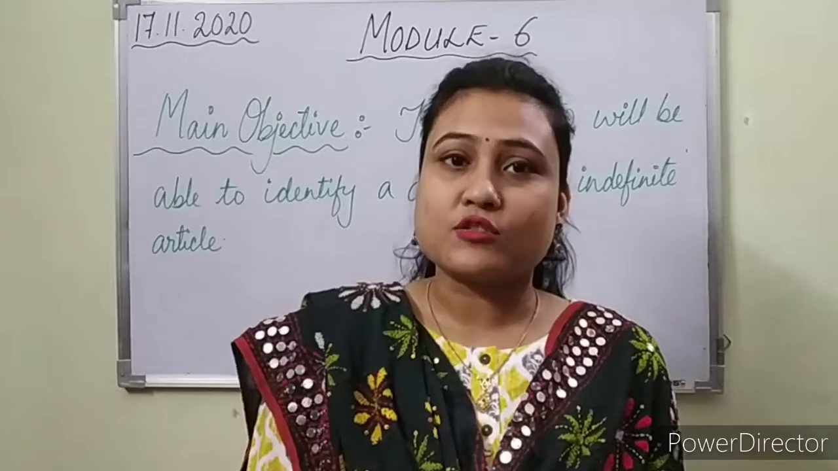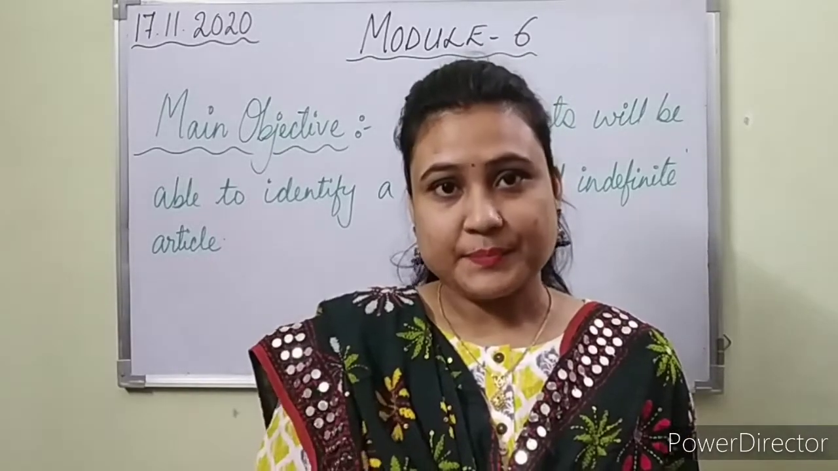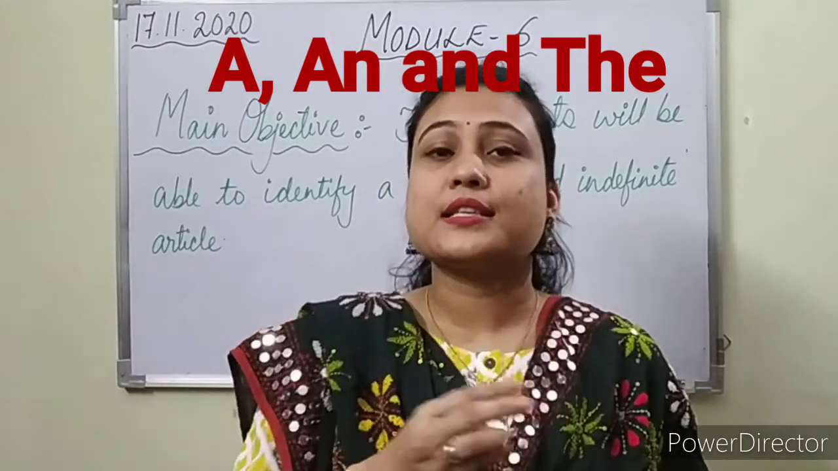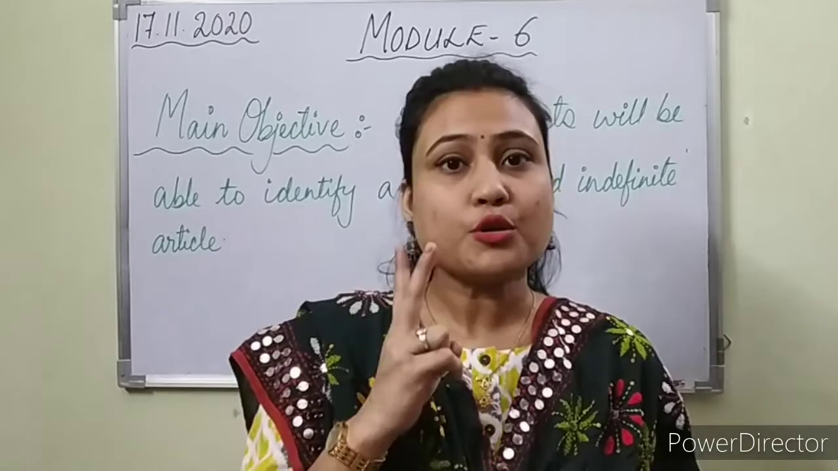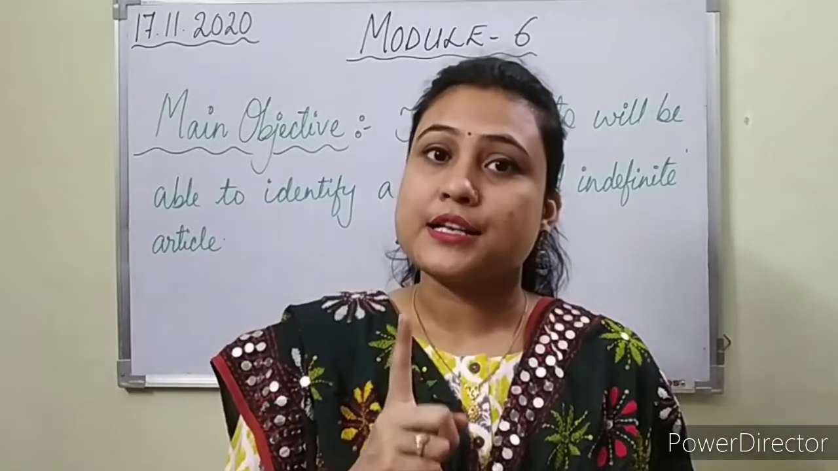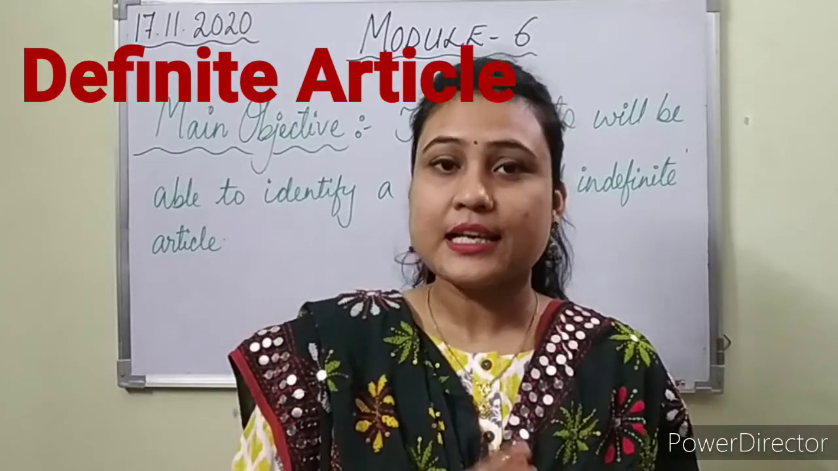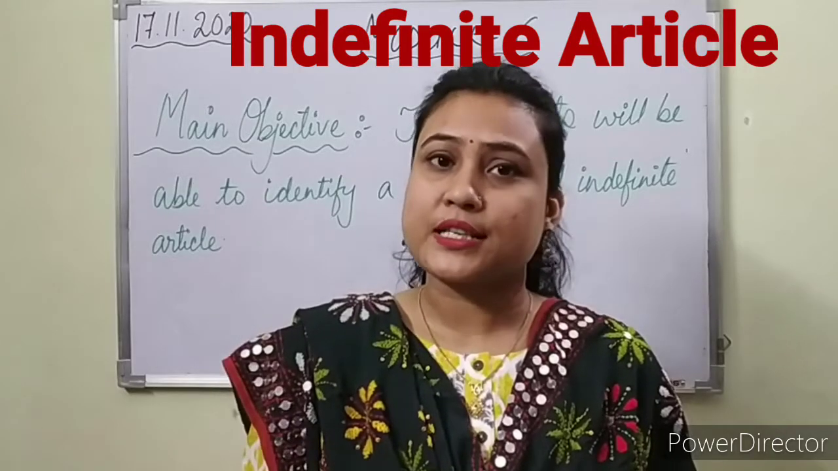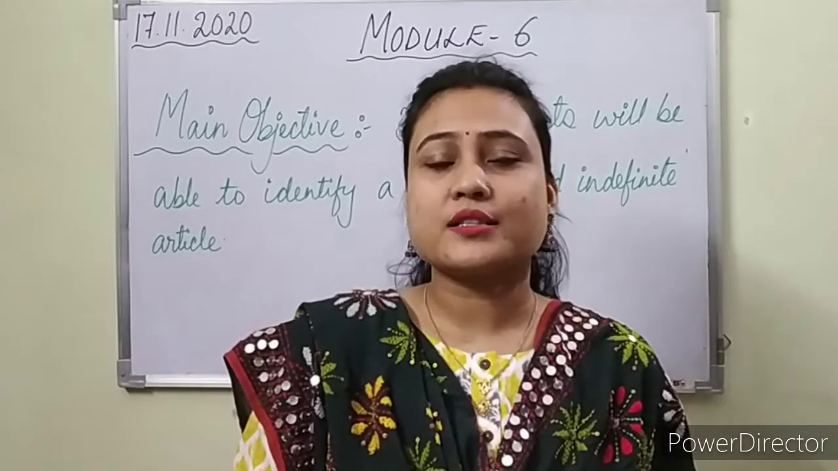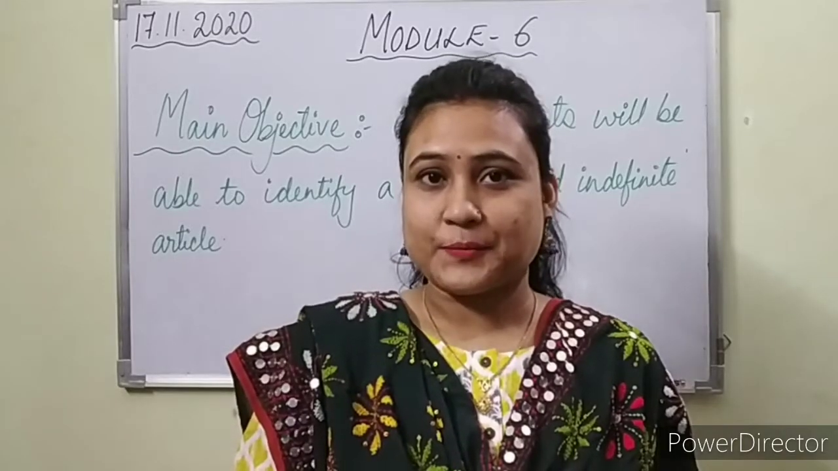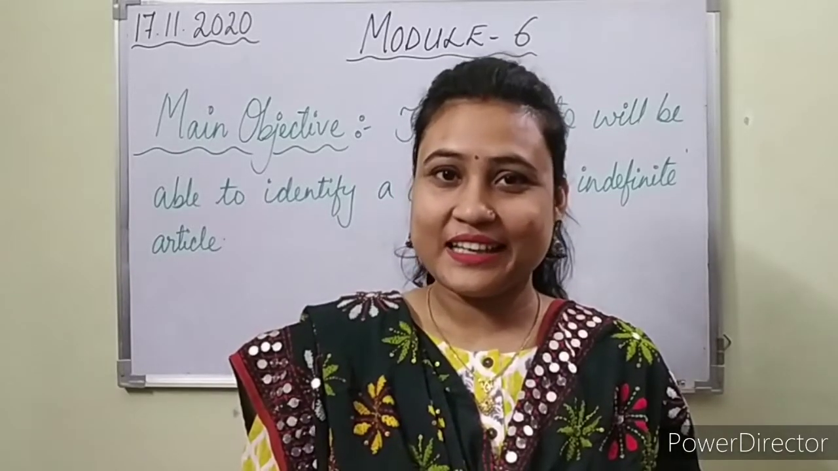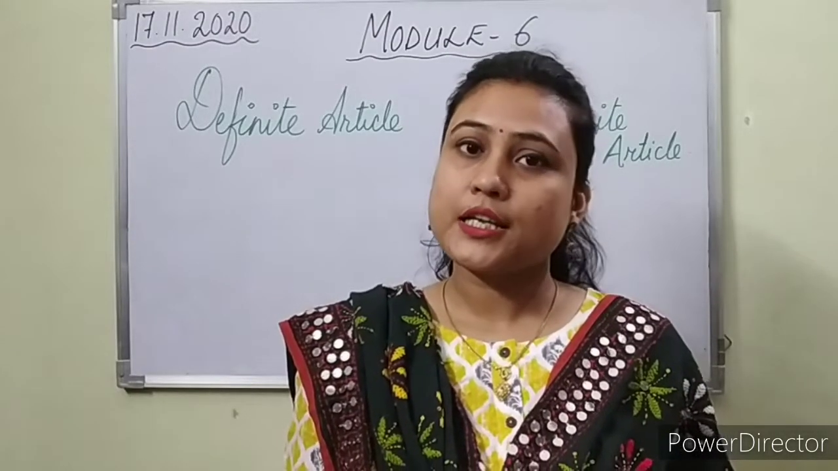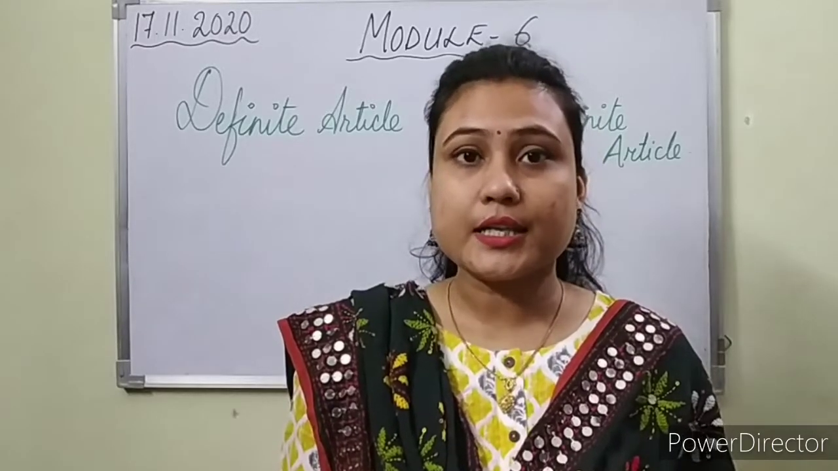As I told, there are three articles: a, an, the. These three articles are divided into two parts. One is the definite article and the other is the indefinite article. Now, which article falls in definite and which falls in indefinite? Let's check that out.